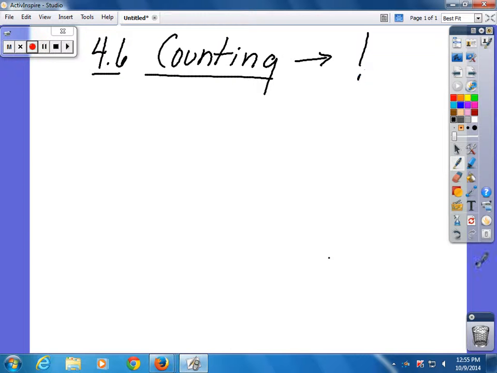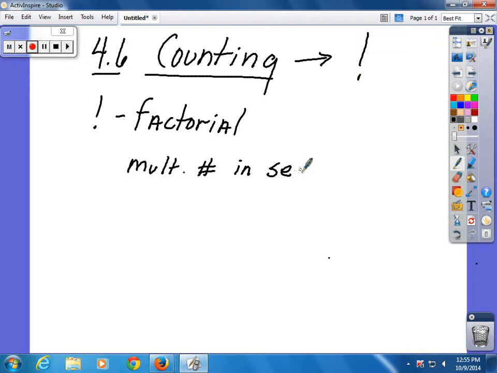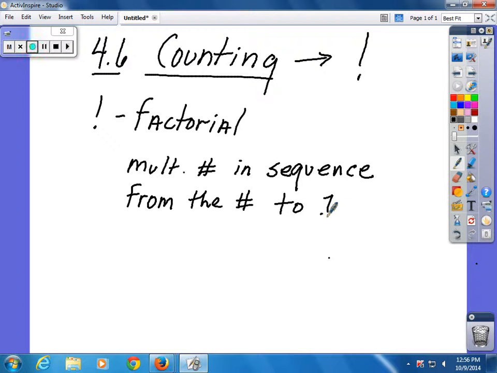And that is an exclamation mark. An exclamation mark in mathematics is called what? Anybody know? Factorial. What does factorial mean? Factorial means that you take the number and multiply numbers in sequence from that number to one.